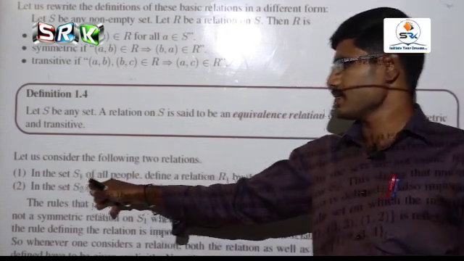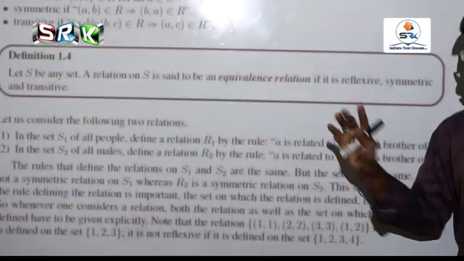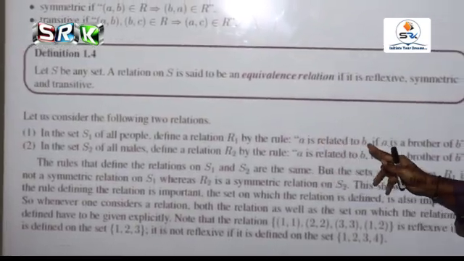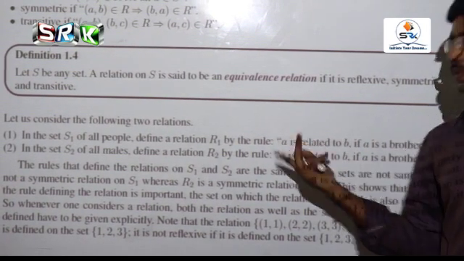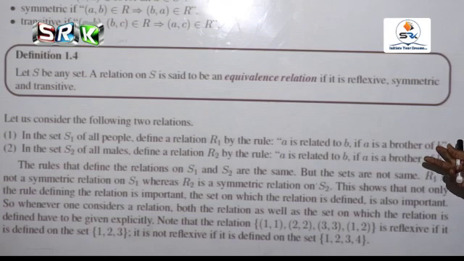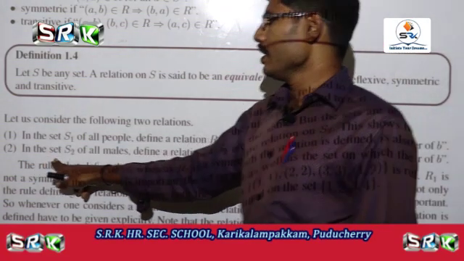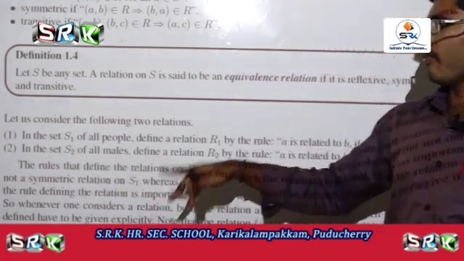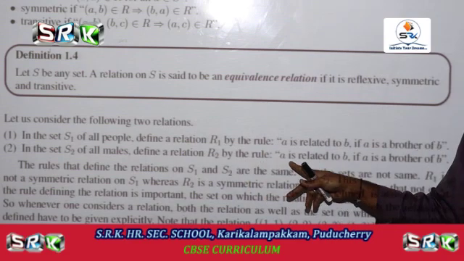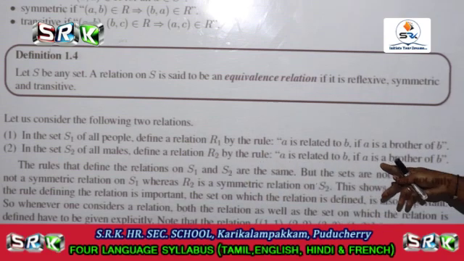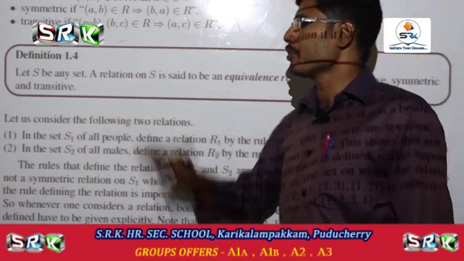Let us look at the following two relations. In a set S1 of all people, define a relation R1 by the rule: A is related to B if A is a brother of B. And in the second one, the set S2, the set of all males, define a relation R2 by the rule: A is related to B if A is a brother of B. In one place they chose males, in the other they chose people.